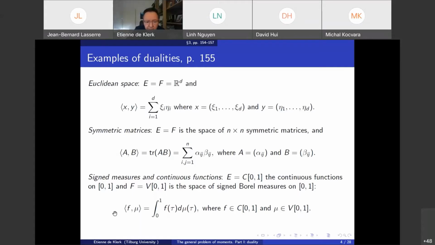And then we have this interesting duality or pairing of the function f with the measure mu, which is just given by the integral of the function with respect to the measure. Okay, so this is a good warming up exercise for you now, to show that this is indeed a duality. The bilinear property is quite easy, but for the non-degeneracy, you might have to think slightly, but it's also relatively straightforward. So this is a good exercise to start with. Convince yourself that this is a duality between the space of continuous functions on 0, 1 and the signed Borel measures on 0, 1.